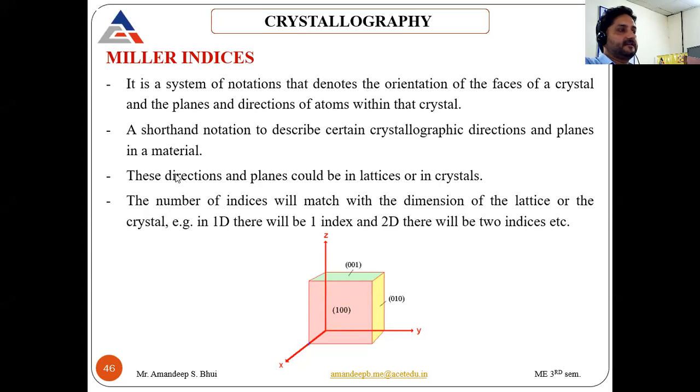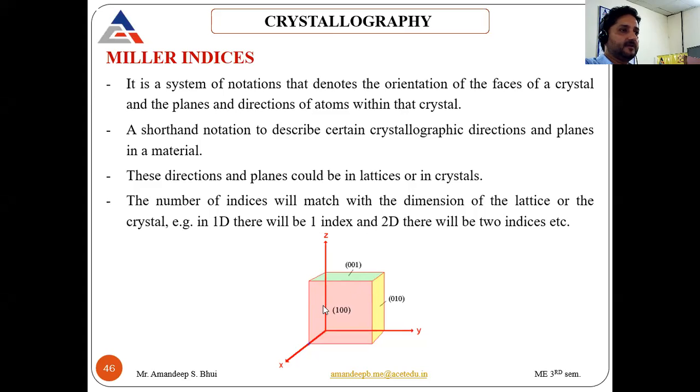The next topic after polymorphism is Miller indices. Miller indices is a system of notations that denotes the orientation of the faces of a crystal and the planes and directions of atoms within that crystal. Miller was the scientist who discovered these indices back in the 1800s. So he came up with small notations like this.